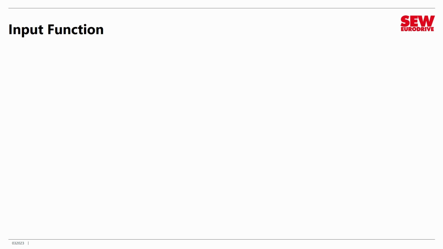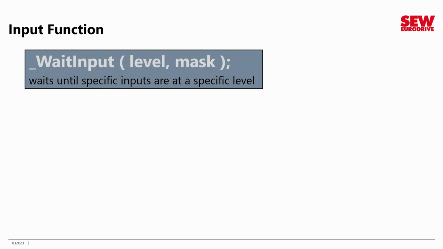All right, here's a handy one, the input function, wait input. This takes two parameters, and what it does, it waits until specific inputs are at a specific level. So you could, for example, use the digital inputs to make something happen. And what wait input will do is it will just sit and camp out on those until they're at the level you specify, and then it will continue to the line after it. So this basically hangs your code until the inputs are what you want.